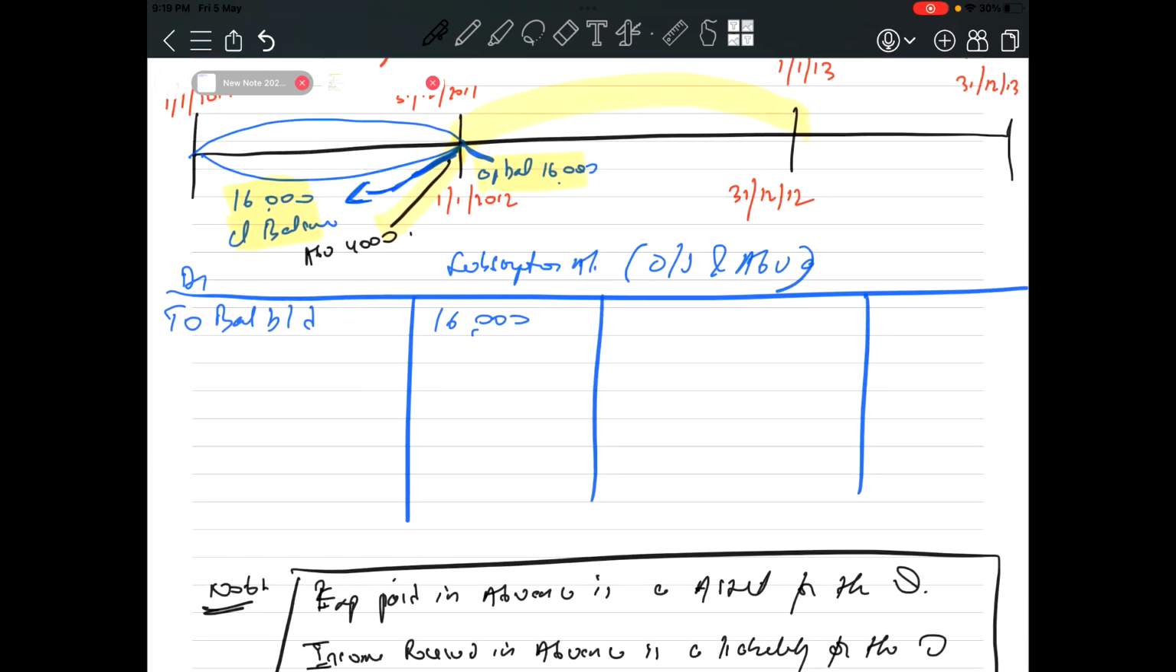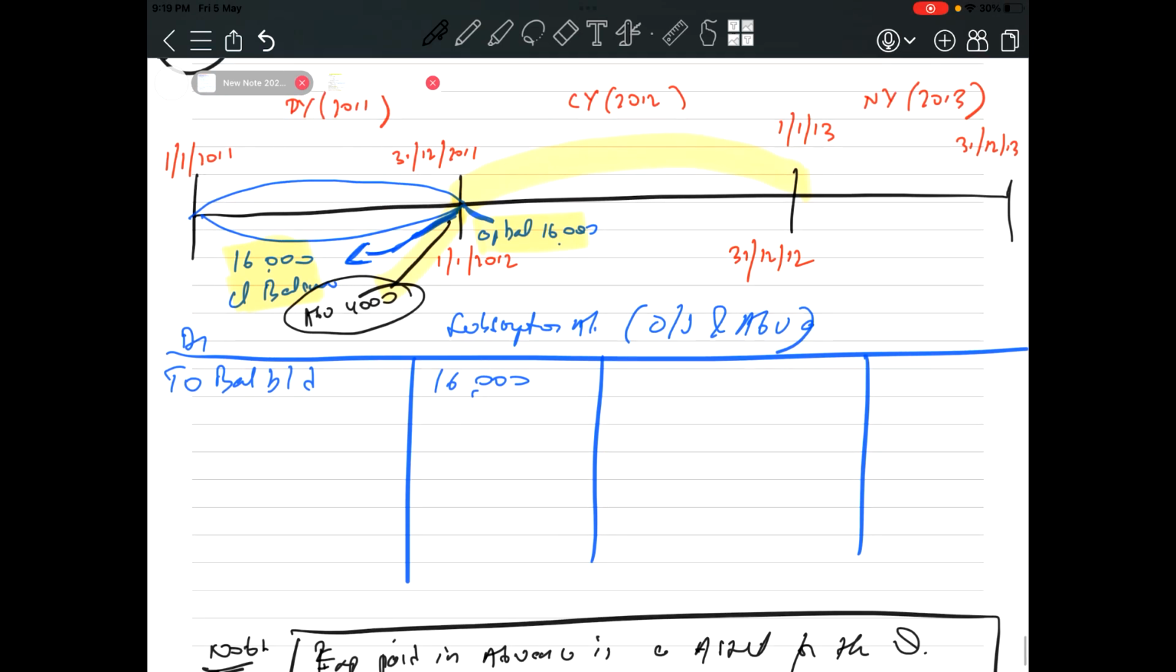Now see, at this point there was an advance of 4,000 rupees paid during the previous year, so this was the closing balance. So what will be the opening balance of the liability? It will be 4,000. Where will it come? It will come to the credit side by balance BD. I hope this is clear.